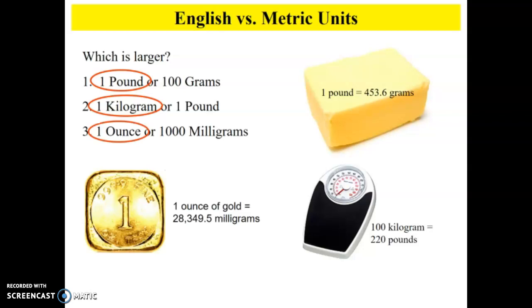The last one, an ounce is larger by a fair amount. So if you look down below, 1 ounce of gold is 28,349 milligrams. Remember, there are 16 ounces in the pound, so that can give you another way to look at it.